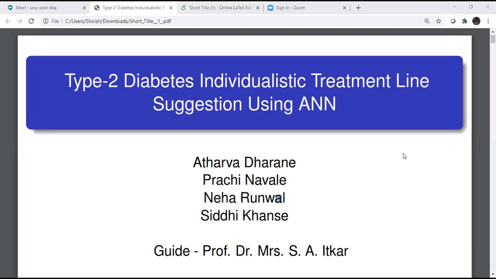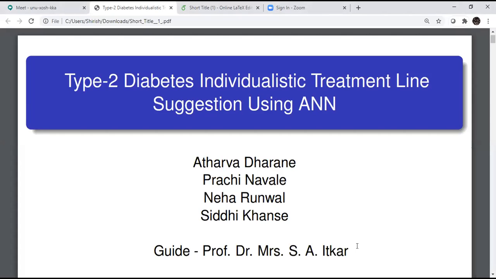Hello everyone. Today we will be talking about our final year project, which is titled Type 2 Diabetes Individualistic Treatment Line Suggestion Using Artificial Neural Network. So, what that means in simple terms is that we are trying to build a project to serve as a helping hand to diabetologists rather than replacing them. The goal of our project is to assist doctors in identifying the accurate treatment line for their patients.